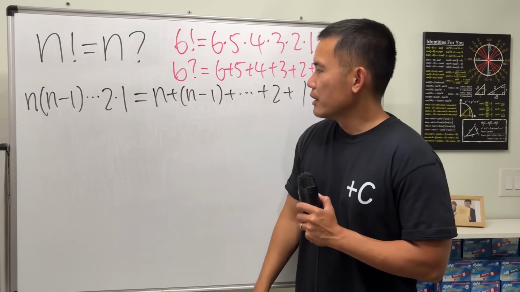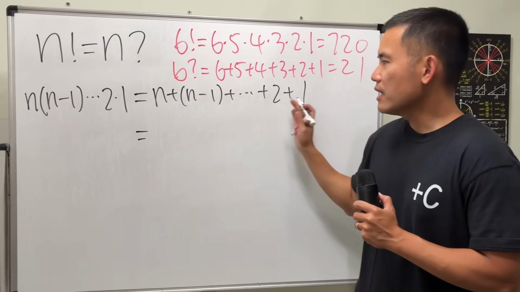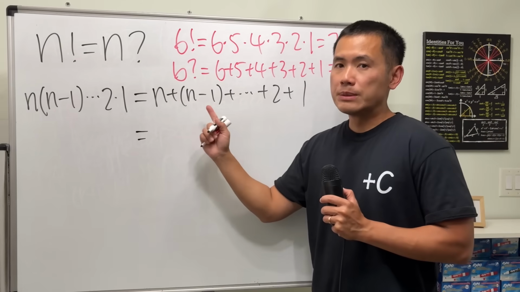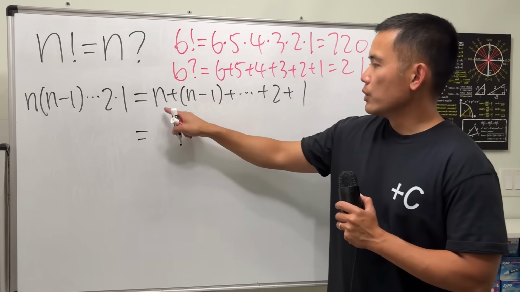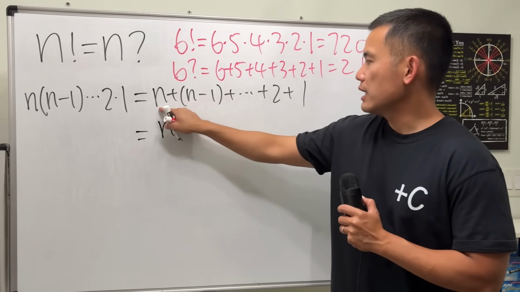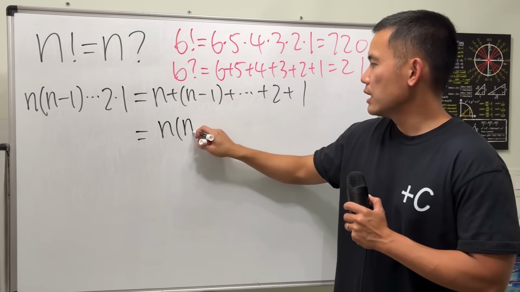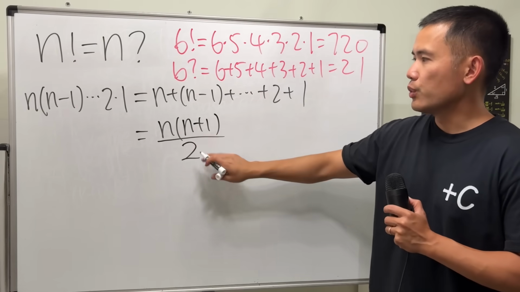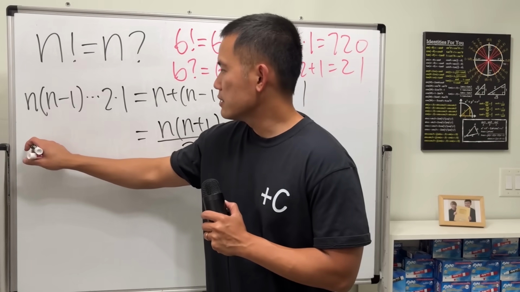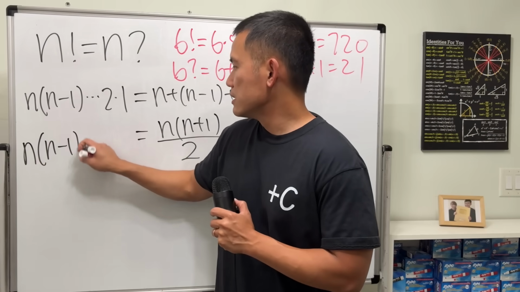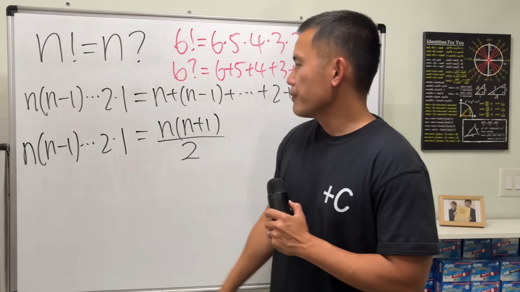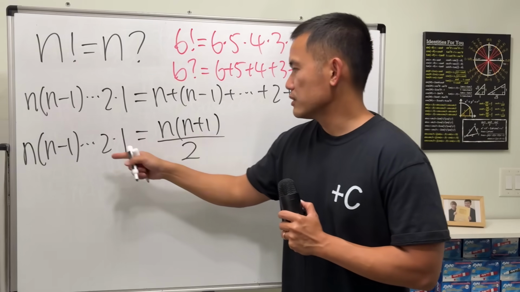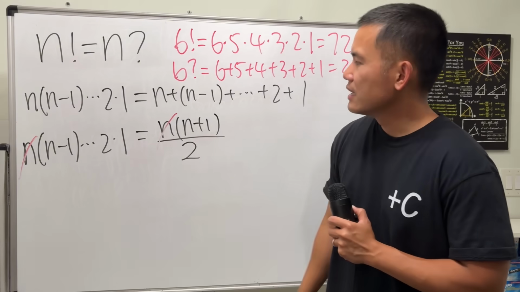Okay, here's a fact. On the right hand side, we actually have a very nice formula because this is just an arithmetic series. You take the first term, which is n, add the first and the last term, which is n plus 1, and then divide by 2. So this is equal to that. That's fine. And on the left hand side, we still have this. Since n is not equal to 0, you can cancel out the n on both sides.